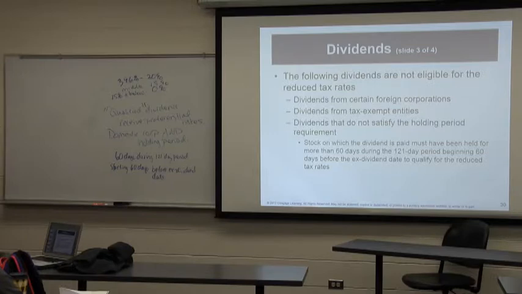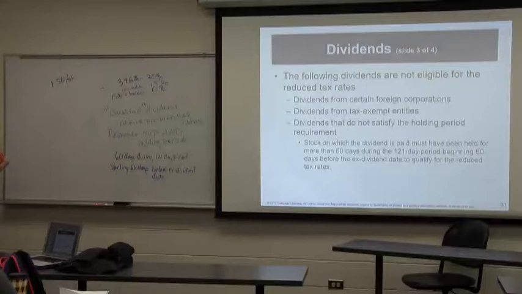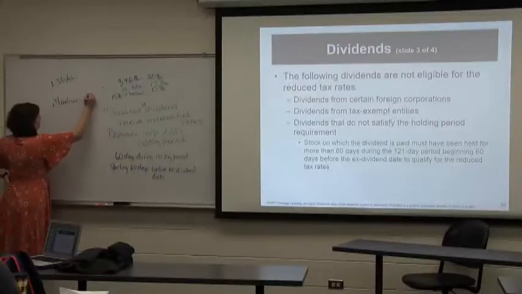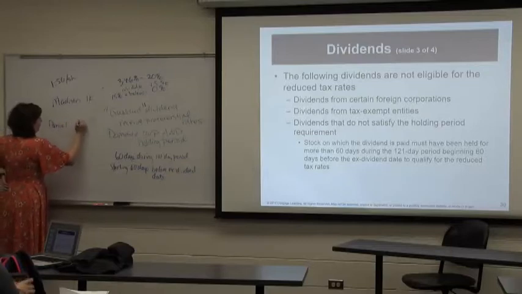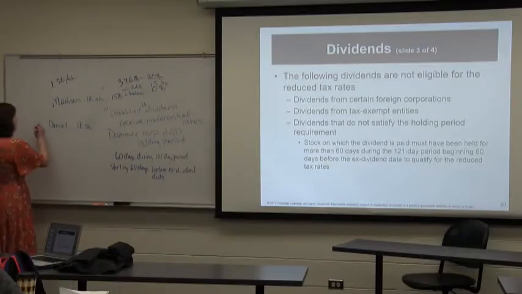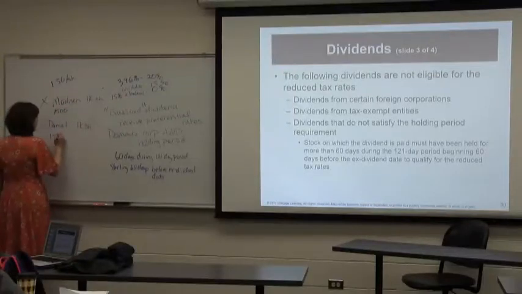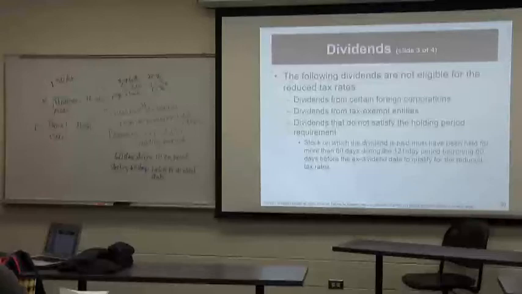In June 2016, Green Corp pays a dividend of $1.50 on each share of its common stock. Madison and Daniel, two unrelated shareholders, each own 1,000 shares of common stock. Consequently, each received a dividend of $1,500. Daniel satisfies the holding period, but Madison does not. So we have Madison receiving a $1,500 dividend and Daniel receiving a $1,500 dividend. Okay?